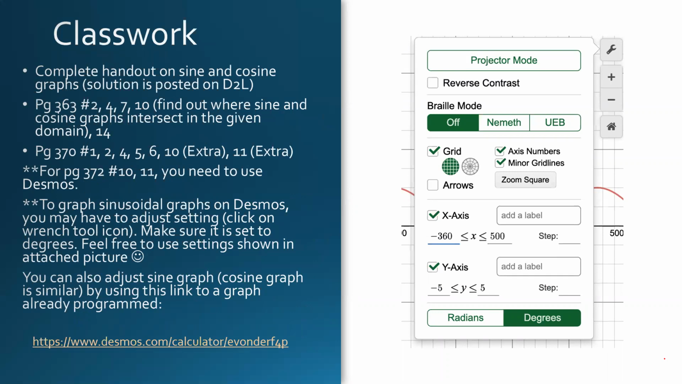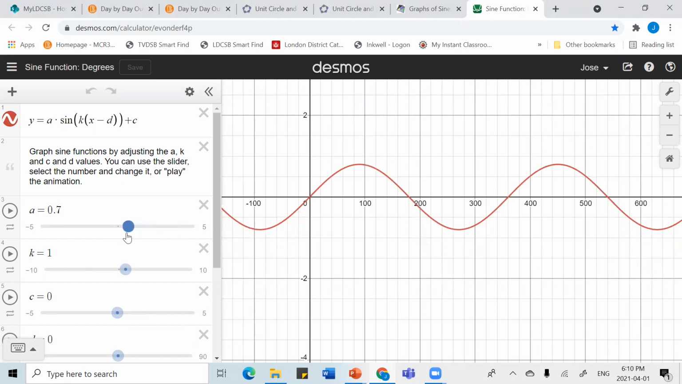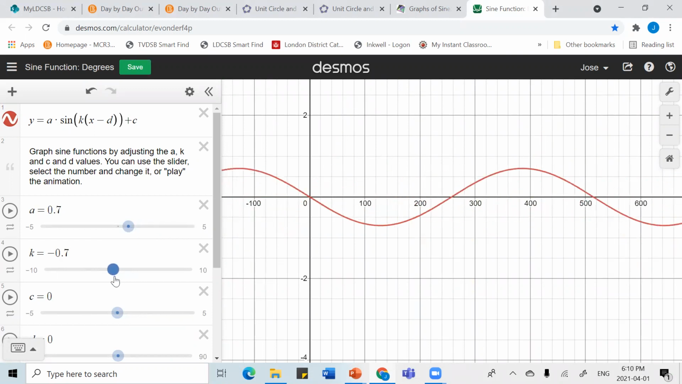So that is basically it for now. And if you want to do the extra questions there, you will have to use Desmos to graph. So if you want to graph with Desmos, make sure that you change your setting by going to the tool wrench, the little wrench there, and then make sure that you put the correct settings. I would actually just use the ones I've kind of indicated here for you. Or if you click on this graph, there's already a sine and cosine function graph that you can already use. So you can just switch your A values. Next time, they get kind of interesting. So it's kind of cool.